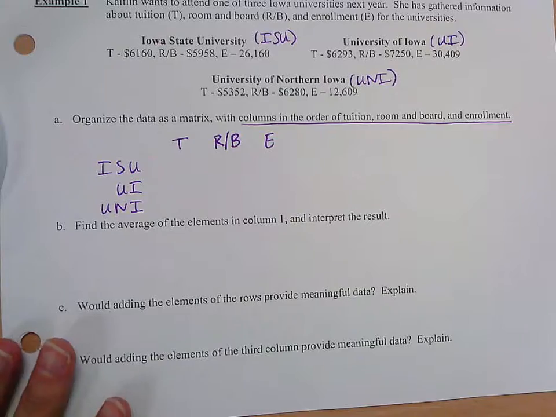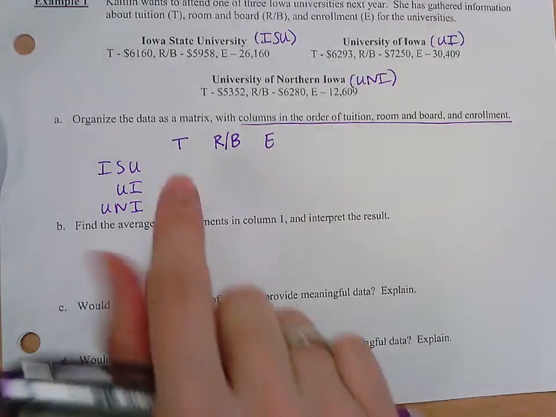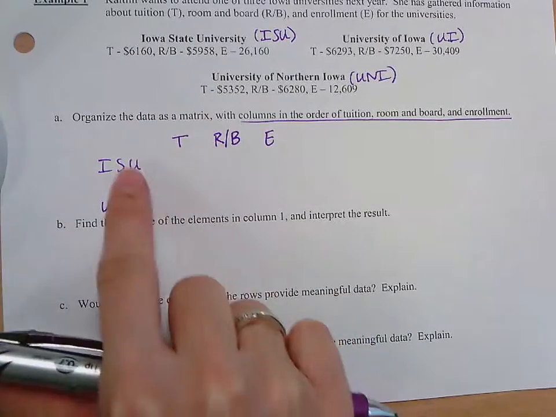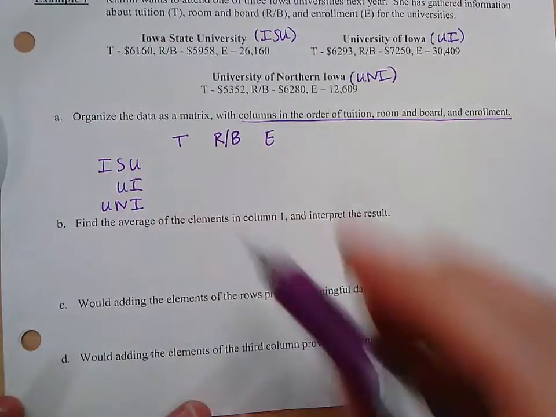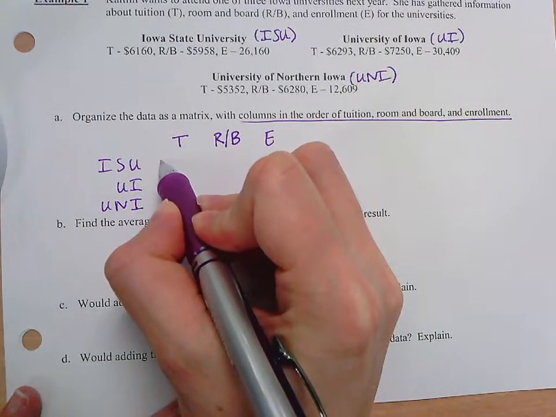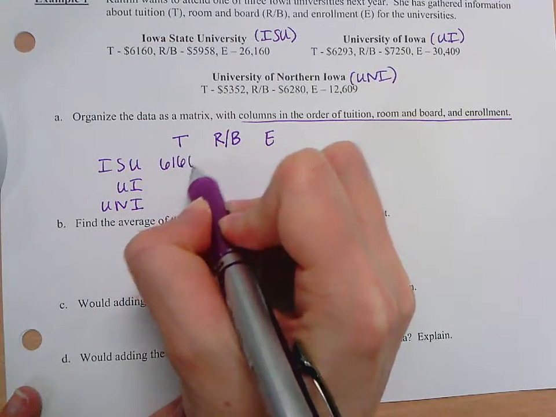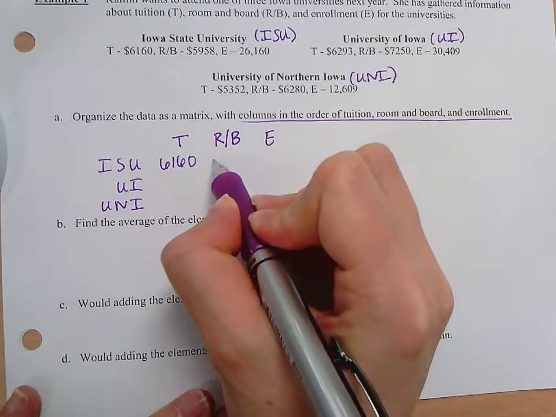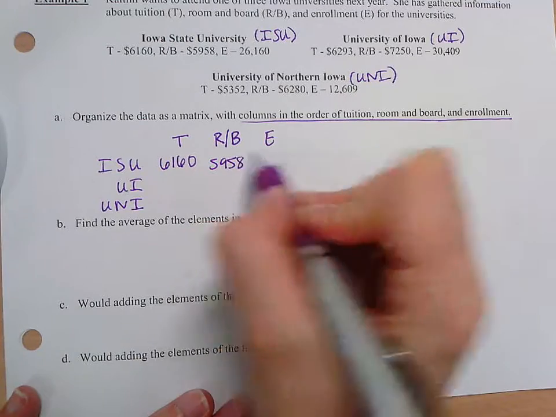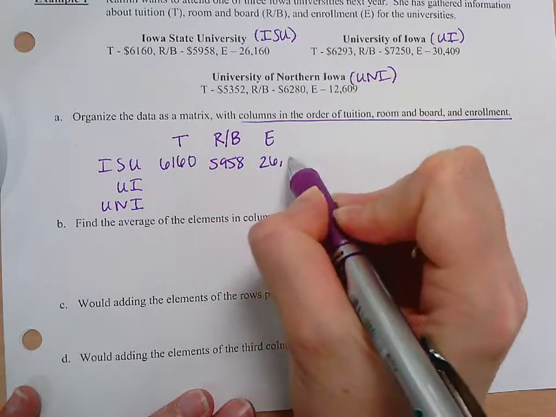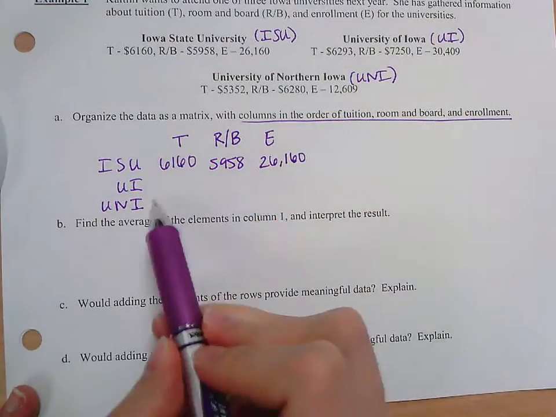Okay, and then I'm going to fill this in so you can see we're going to have 3 columns and 3 rows, and I'll fill in those values. So for Iowa State, for my first row, if tuition is first, 6,160, room and board next is 5,958, and then enrollment, 26,160. And I'll do that for the other 2.